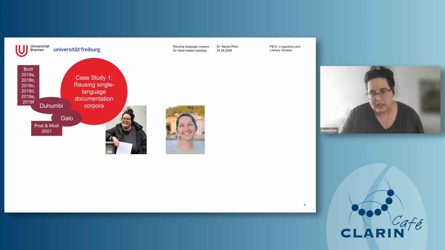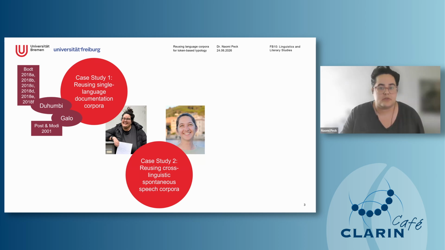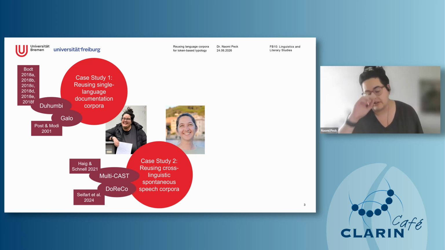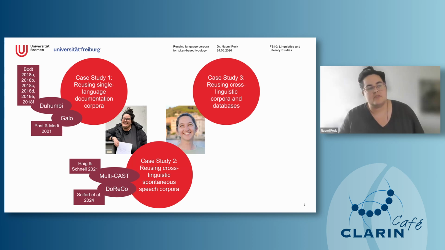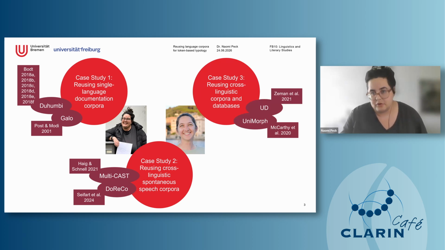The second case study comes from collaborative work that we did together, where we used cross-linguistic spontaneous speech corpora, and these are 2 collections which are to some extent known in the typological community, the first being MultiCAST and the second being the Samoan Doriko corpora, and we go into the issues and also the strengths of the datasets as we perceive them in our work. And the third case study comes from Laura's work, where she reused cross-linguistic corpora and databases, which were primarily written, namely Universal Dependencies and UniMorph.